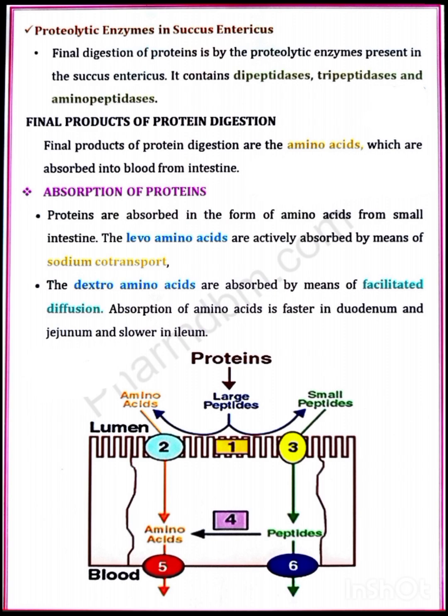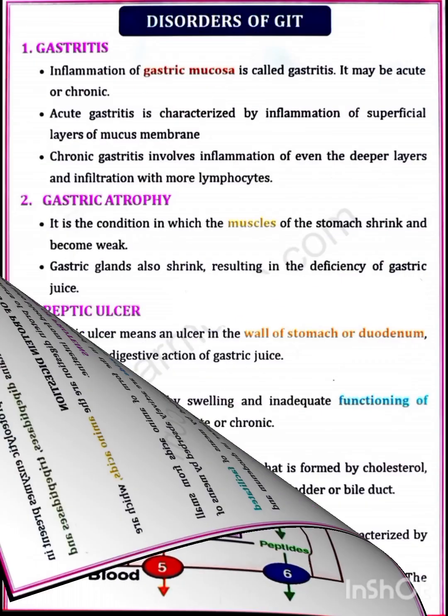Absorption of proteins. Proteins are absorbed in the form of amino acids from the small intestine. The levo amino acids are actively absorbed by means of sodium co-transport. The dextro amino acids are absorbed by means of facilitated diffusion. Absorption of amino acids is faster in the duodenum and jejunum and slower in the ileum. We can observe in the diagram below how the proteins are digested to the final product.